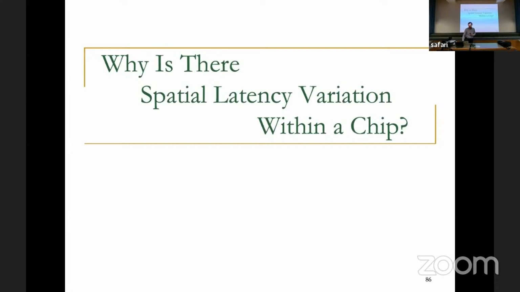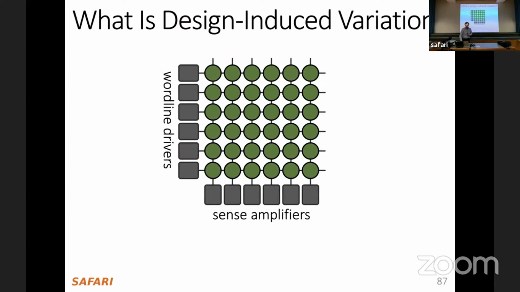Okay, the next question is, why is there a spatial latency variation within a chip? At least some of the reasons. Let's look at that. Part of the latency variation is because there's some design-induced variation that naturally leads to portions of the DRAM chip being lower latency versus higher latency. And this is because of the way things are designed. This is an abstraction, but it's a good enough abstraction.